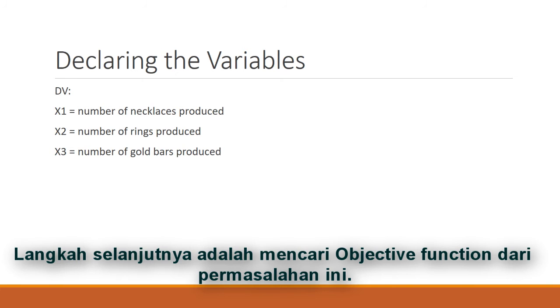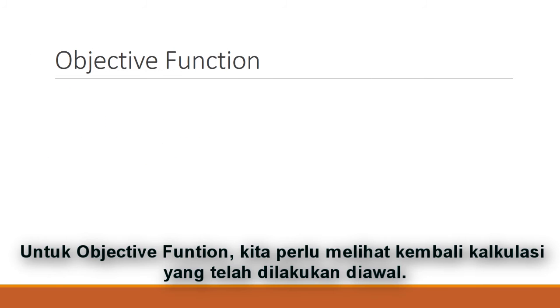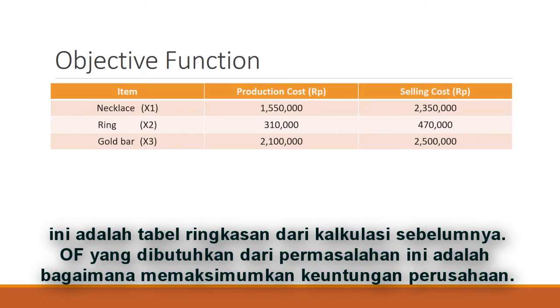Next step is to find the objective function of the problem. For the objective function, we will first need to look back at the calculations we did. So here is a table summarizing it all. The objective function that is needed from this problem is a formula that can maximize the firm's profit.